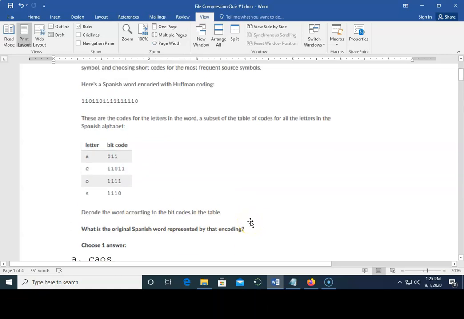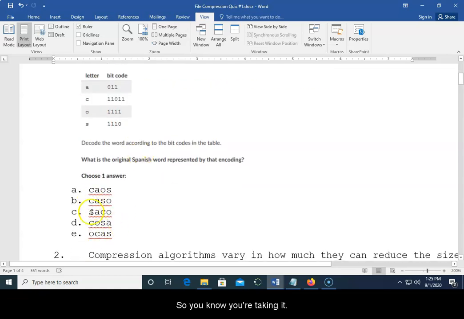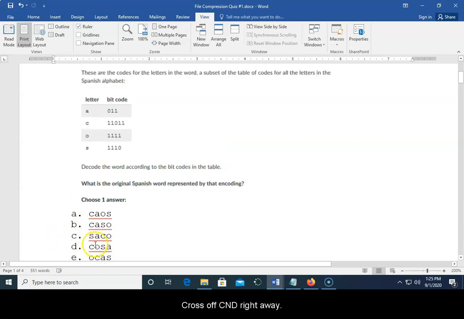When we look at this, we've got 11. So which ones up here would start with 11? Well, A wouldn't work. C, we got 11011. That could be the first letter. That works. There isn't a 1, isn't 4, and then there isn't a 3 1s and a 0. So the only thing that this can start off with is a C. So you cross off C and E right away.